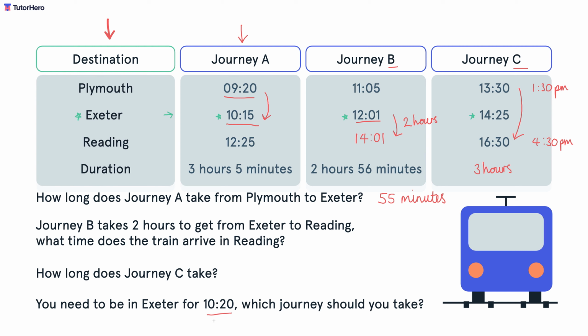If we want to be in Exeter for 10:20, we must take Journey A, as the train arrives in Exeter at 10:15, which is before 10:20. Journey B and C will arrive in Exeter after 10:20. So Journey A is the answer.